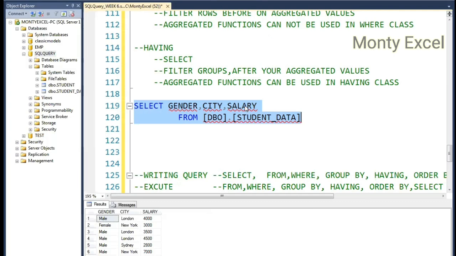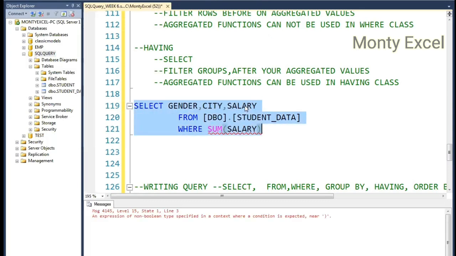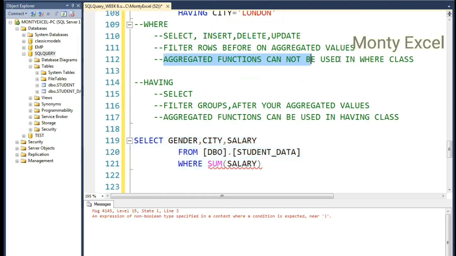Now, how can we say that you cannot use a WHERE condition with aggregated functions? Let's see if it really works. WHERE sum of salary. How does this really make sense, because I cannot use aggregated functions in the WHERE condition. Let me run it, you'll get an error, because we are not expected to use them in a WHERE clause. Aggregated functions cannot be used in a WHERE clause.